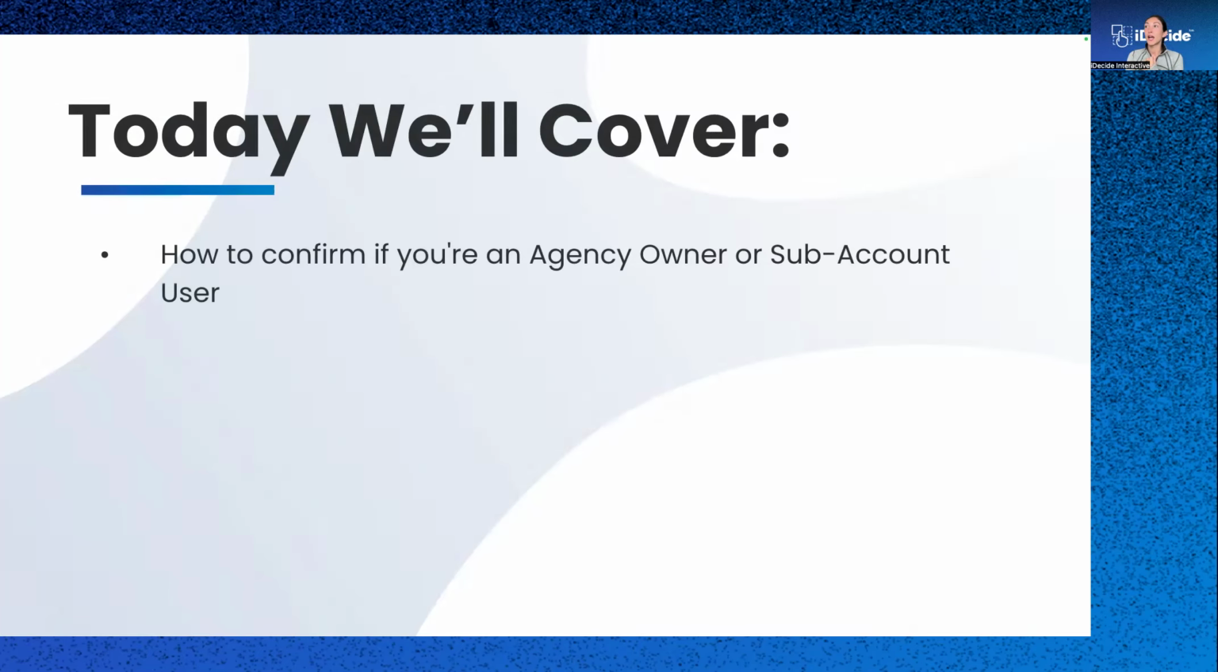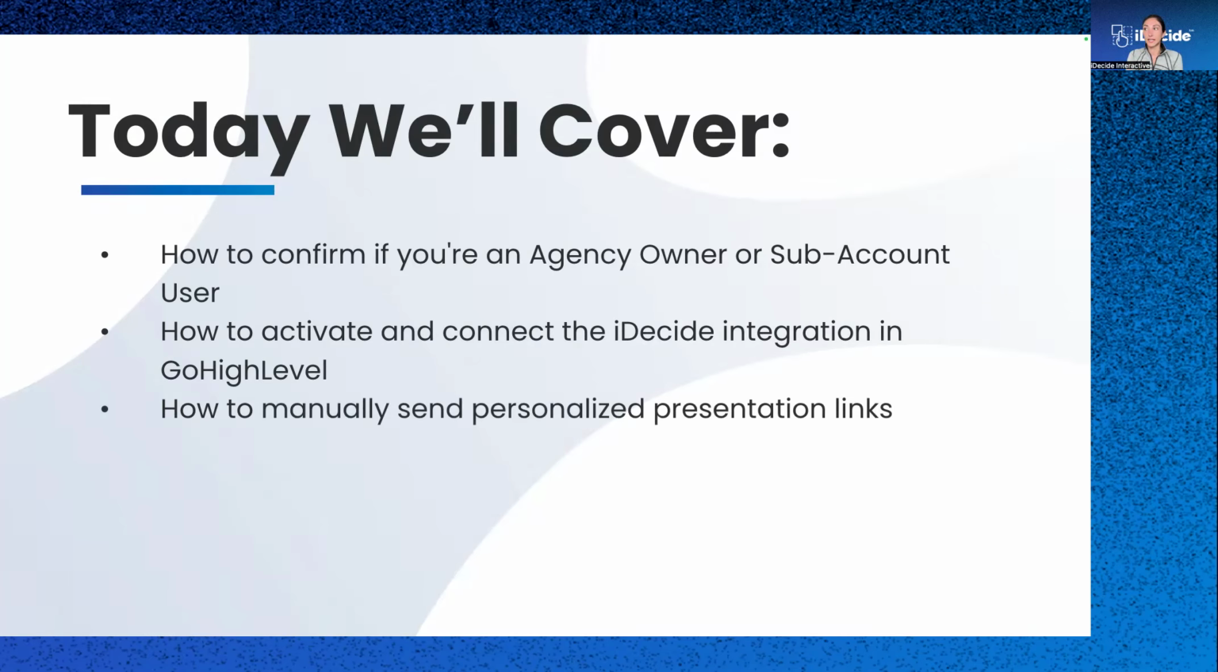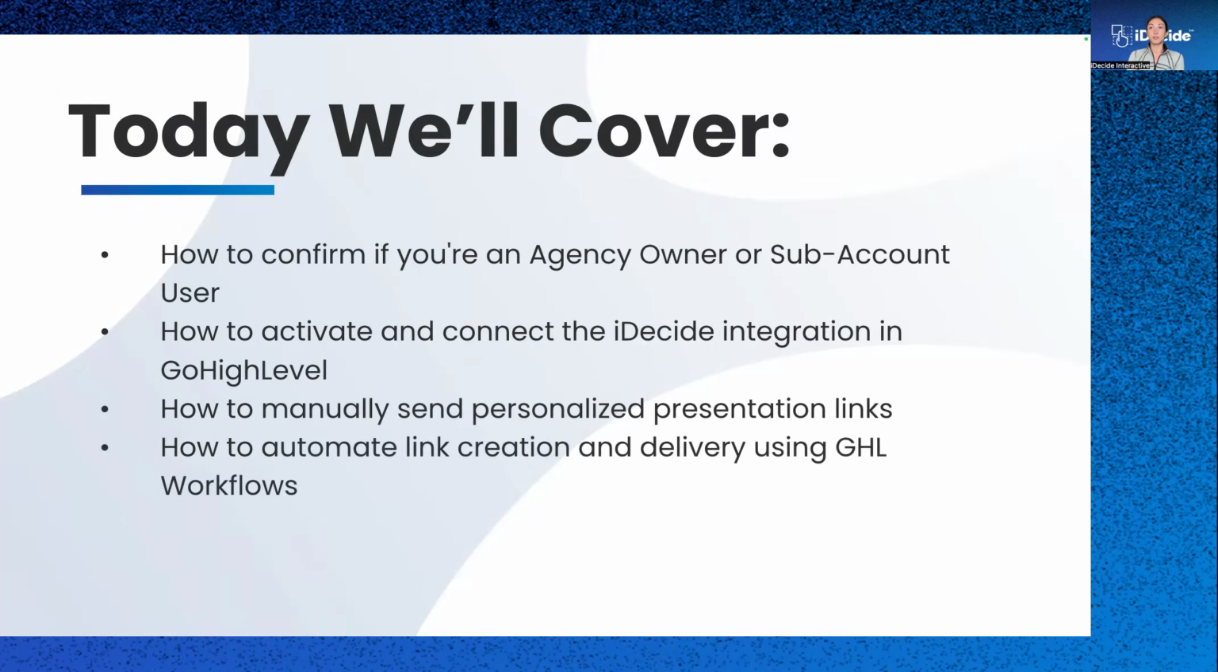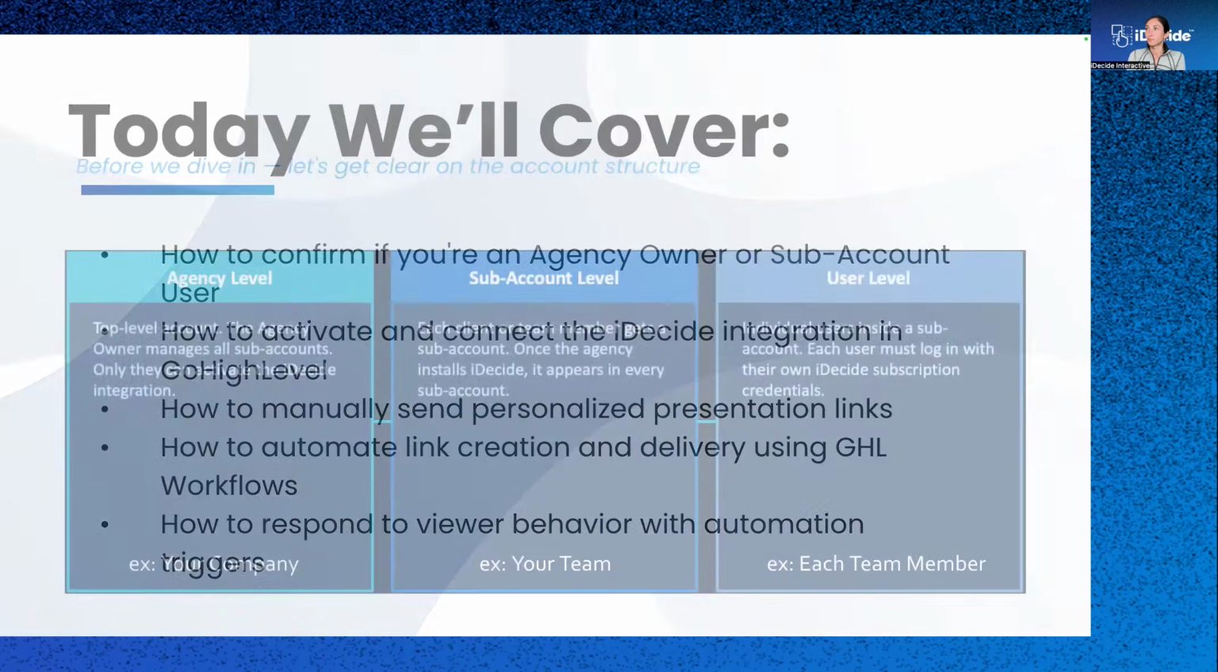So we're going to cover how to confirm that you're an agency owner or a sub account user within GoHighLevel, because you have to activate the integration at the agency level and then make it available on your sub accounts. So I'm going to show you how to do that. Then we'll go over how you actually activate it and how to manually send out presentation links through GoHighLevel. But this is where I think GoHighLevel starts to become a really amazing tool for you: how do you actually automate the link creation and sending it out through GoHighLevel. Those workflow automations are going to be super important.